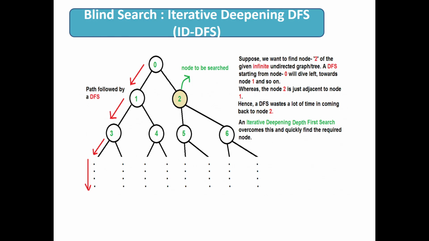The drawback of DFS is that sometimes your goal may be here, in the second level. We have to search 0 to 1, then 3, visiting all the nodes, and then come back to this 2. It will take more time. Instead of wasting this, we can go for the IDDFS method.